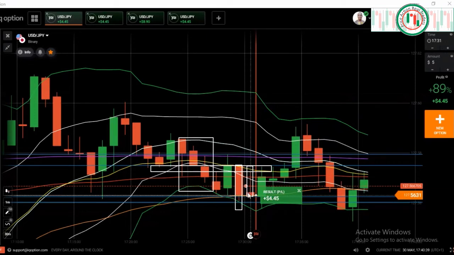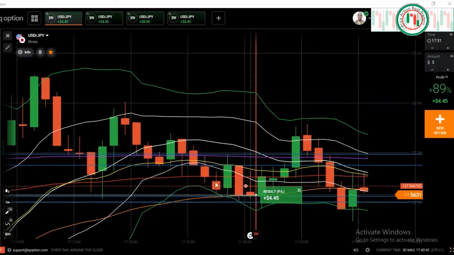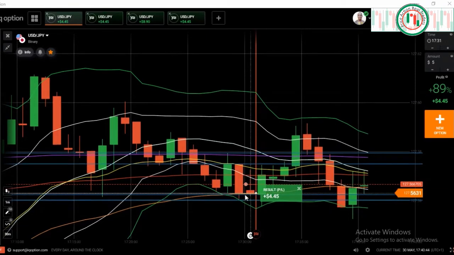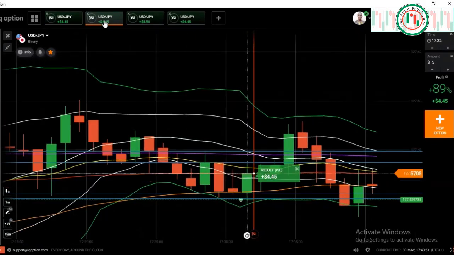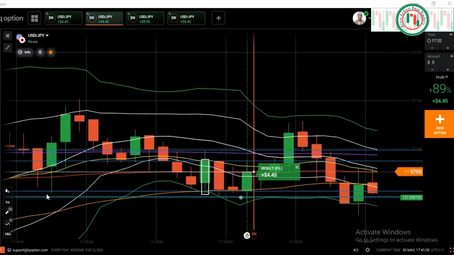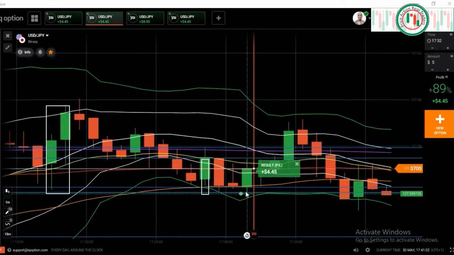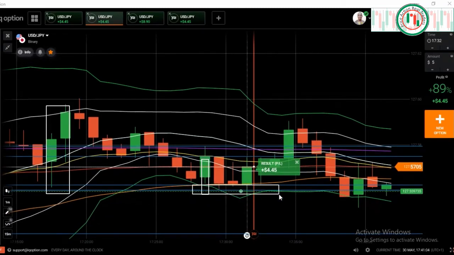I place a put option, then the candle goes red. Yes, here even though it's not a strong candle, it's a winning trade. Then the next trade here. I can see here is engulfing, and here is another engulfing. As soon as the market closes at this zone, I place my trade, call option. So that's why I place my trade here.